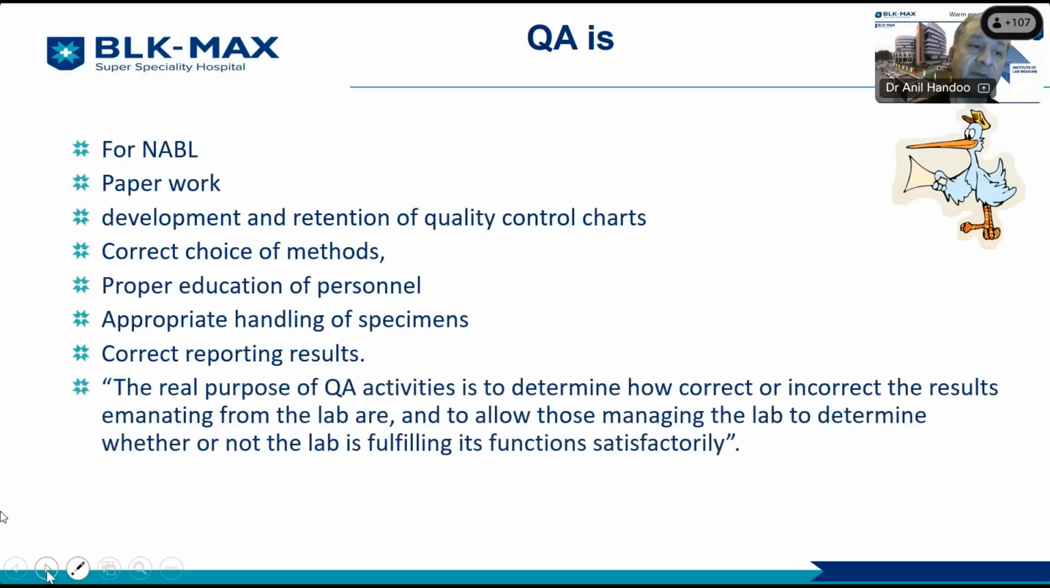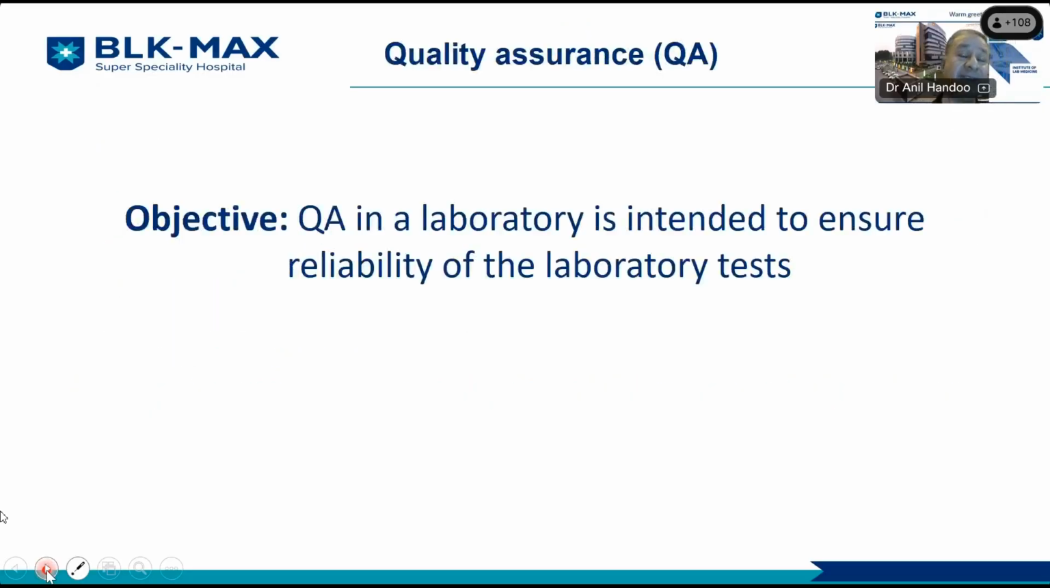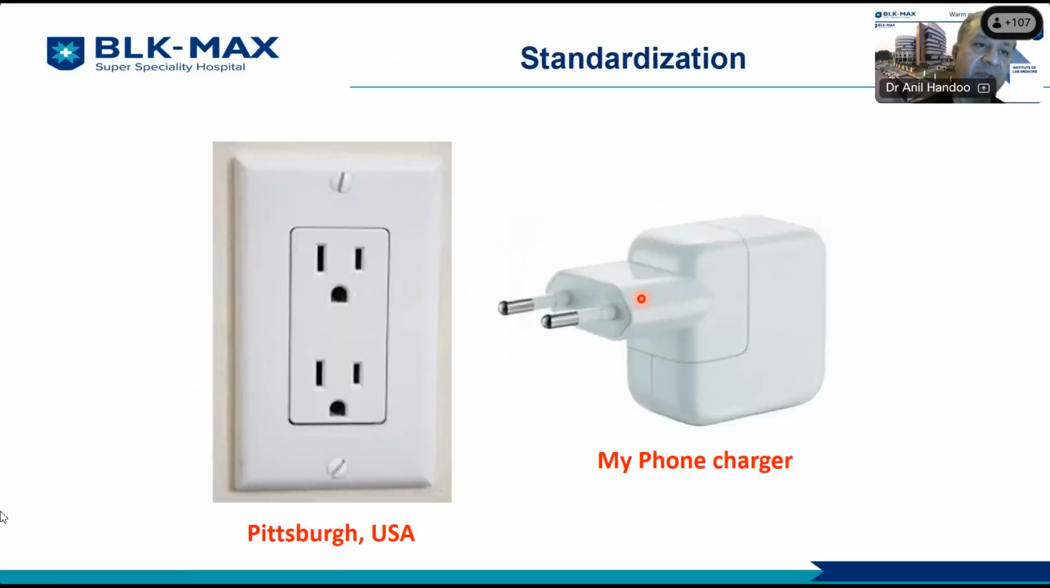The real purpose of quality assurance is to determine how correct or incorrect the results emanating from the lab that you're working for are. And this eventually is important because we need to satisfy the patient centricity that we are trying to work for. So quality assurance as an objective is intended to ensure reliability of the laboratory tests for patient care.